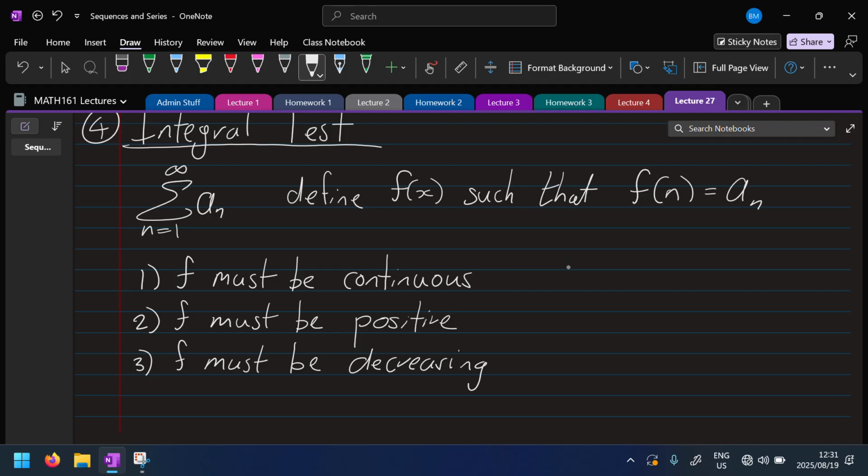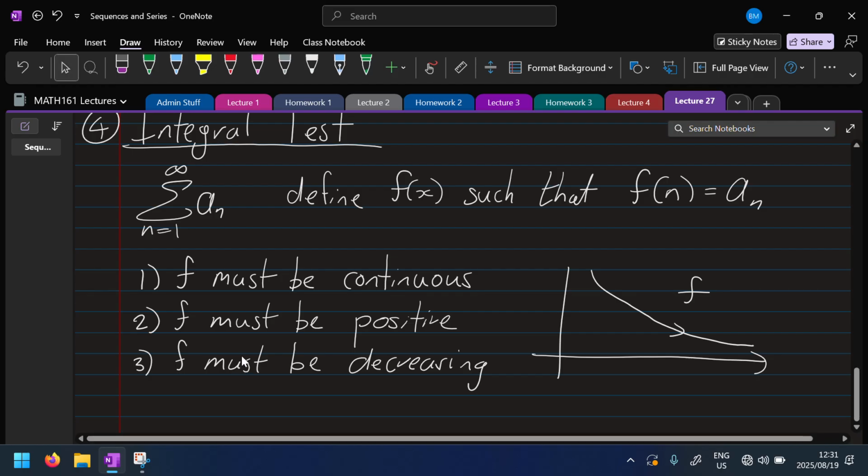So we'll do a little picture on the side of what this should look like. Continuous, it must be one continuous line. Positive, it must have positive y values. And decreasing, it must be decreasing. So the only thing that it can be is this. That's our f. If the f does not look like that, you cannot use this test. It will not work.